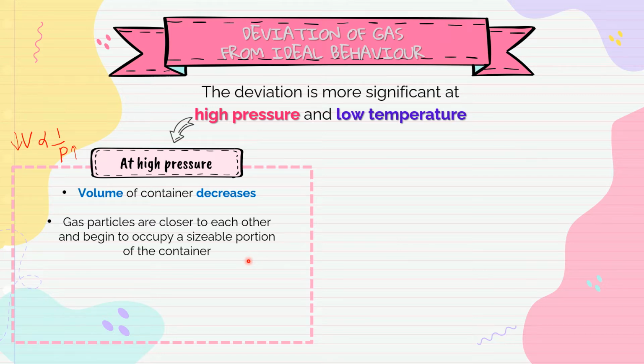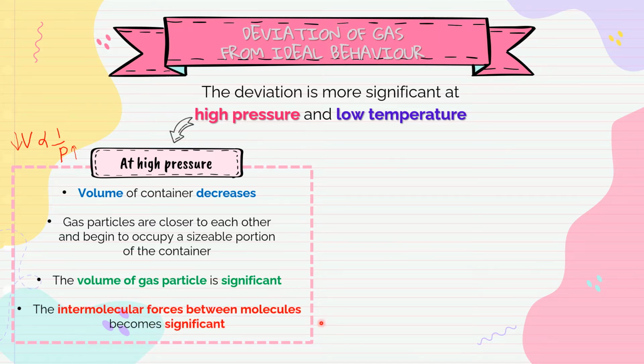Okay, apa efek dia dekat sini? So, the volume of gas particle becomes more significant. Okay, sebab container makin kecil, so gas dalam tu semakin mampat, semakin padat. Okay, jadi volume of the gas particle yang asalnya adalah negligible, sekarang semakin significant. Semakin penting. Okay, so bila volume of gas particle is significant, ini akan mempengaruhi dia punya intermolecular forces.